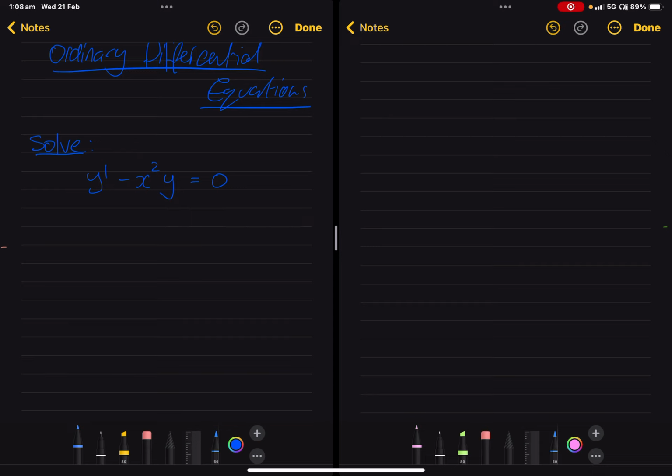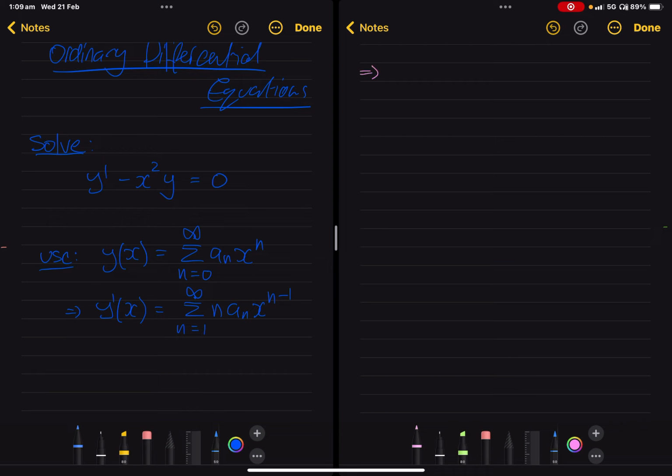And we are told here to use y of x is equal to the sum from n equals 0 to infinity a n x to the n. So first we need to take a derivative. So y prime of x is going to be the sum from n equals 1 to infinity of n times a n times x to the n minus 1. And now we're going to plug these both in.